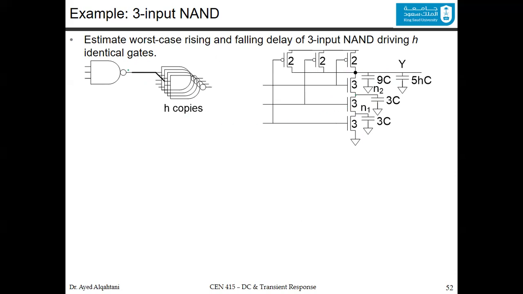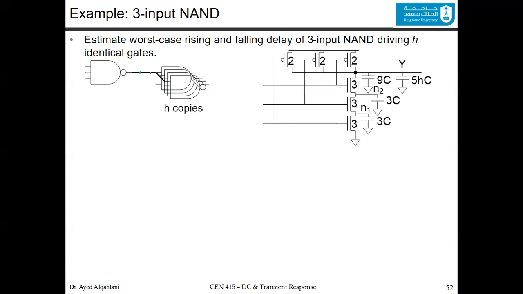Now we added a little bit more. We say that estimate the worst case rising and falling delay for this 3 inputs NAND driving each copy of identical gates. So it's connected, or fanning out, to each copy of itself. And by the way, in this example, it's connected only to a single input of these 3 inputs. So it's only connected to one of the inputs, the first NAND, of the second NAND, of the third NAND, and up to the H NAND gate.